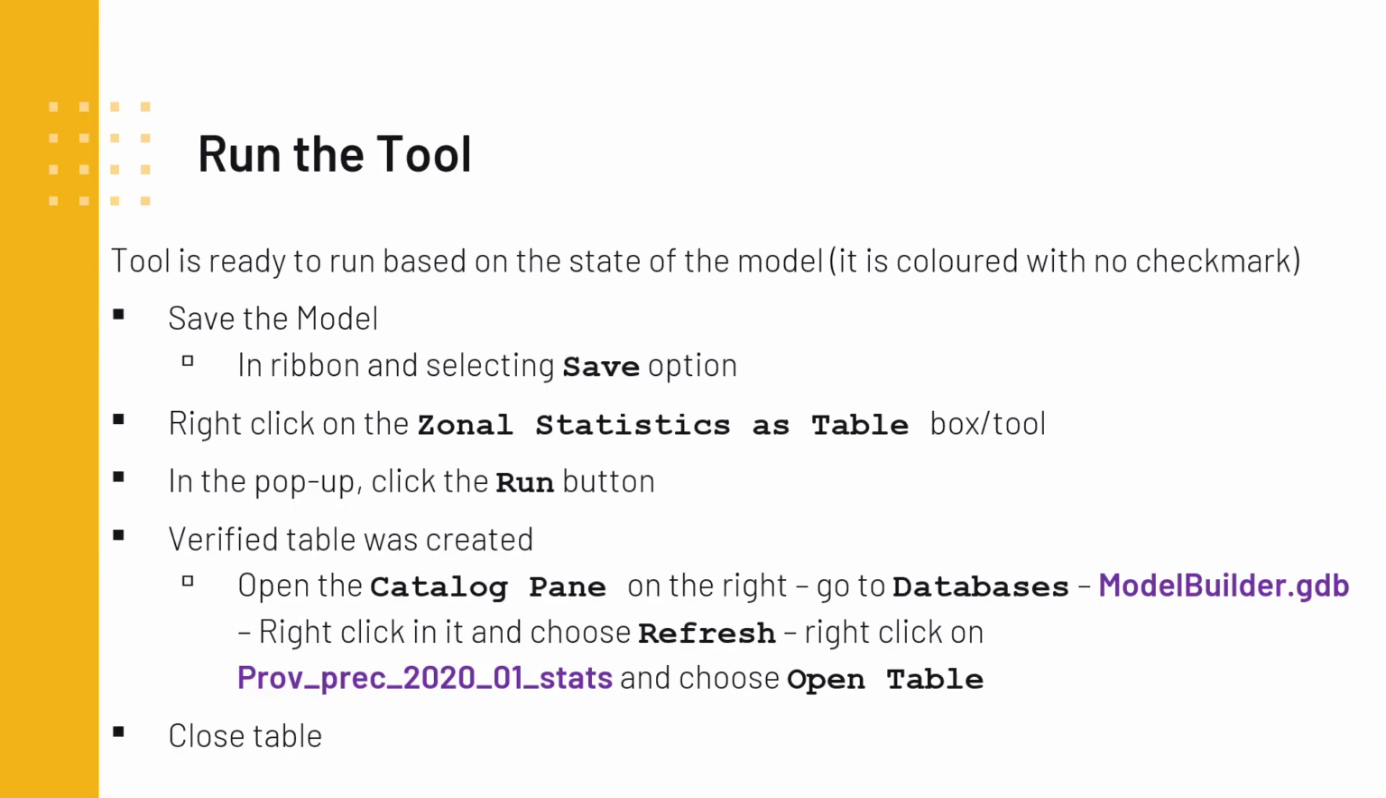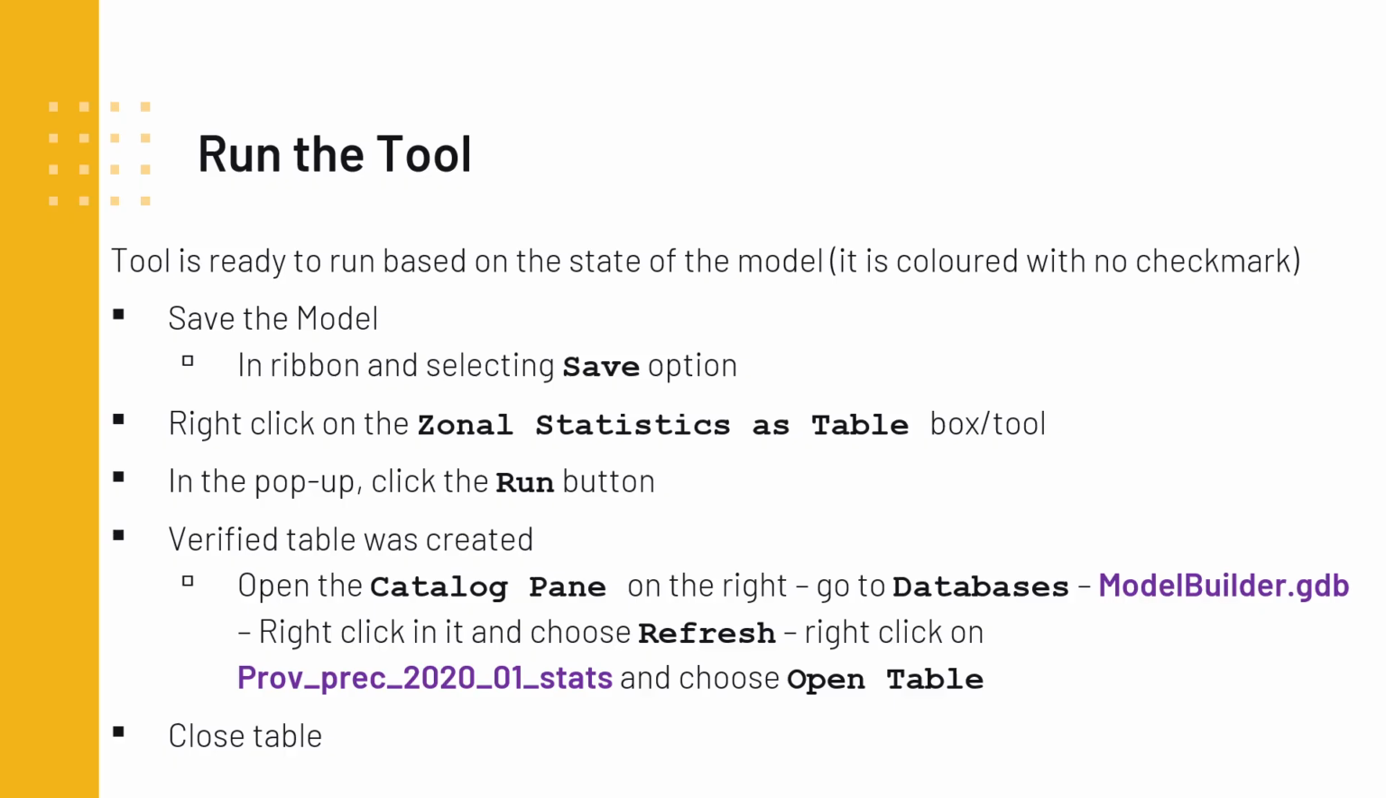Now we're ready to run the tool. You can see the tool has already been run based on the state of the model. The extract by mask has a check mark, so that means it's been run, but the zonal statistics as a table has not been run because there are no check marks. So what I'd like you to do is go to the ribbon and check the save option.